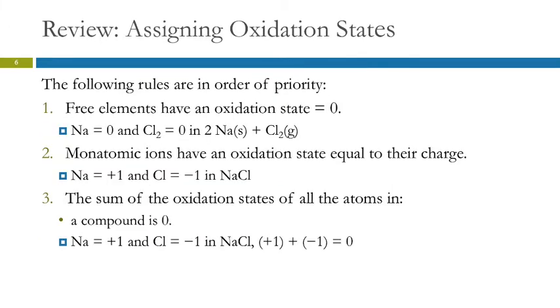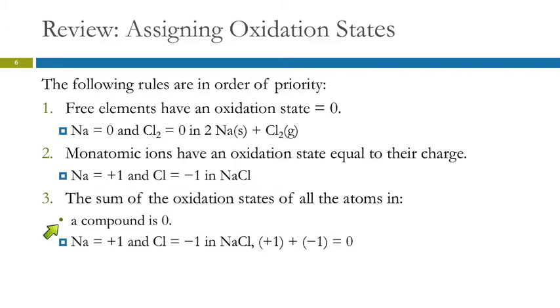So first, let's review oxidation states, because you may have forgotten this. This is a long list given in order of priority, and it actually makes it appear more complicated than it really is. So free elements have an oxidation state of 0. If you have an element by itself, it has 0 oxidation state. If you have a monatomic ion, the oxidation state is the same as the charge. So a fluoride ion has a -1 charge. Its oxidation state is -1.